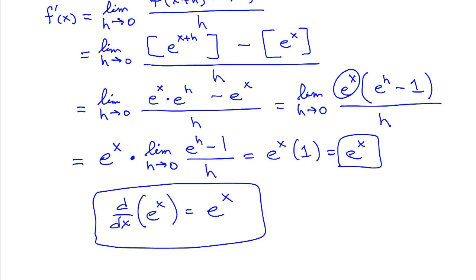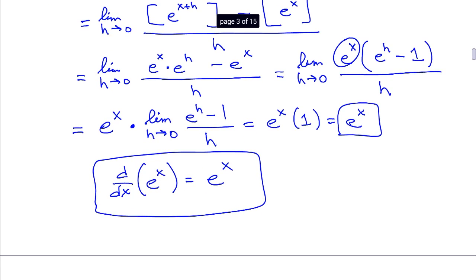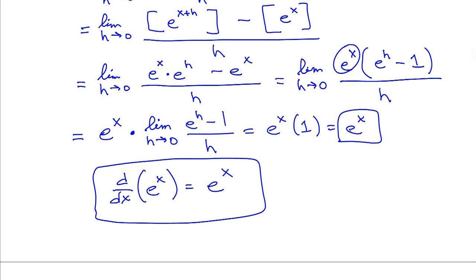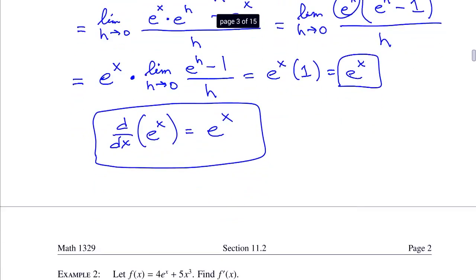Now, notice that this is different from the power rule. The power rule is when the variable is in the base and then you have some power. The thing in the base here is a number, it's e, and you're raising it to a variable, the x. So what's the derivative of e to the x? E to the x. That's it. Let's do some examples.